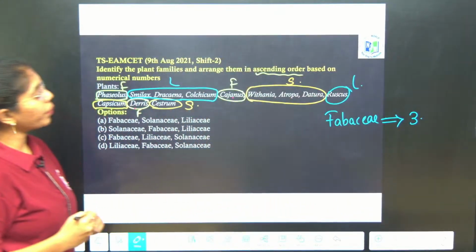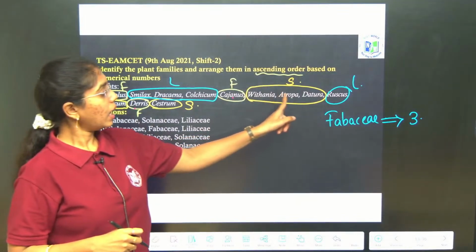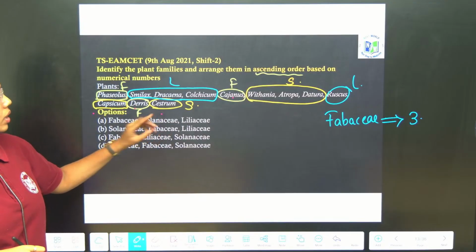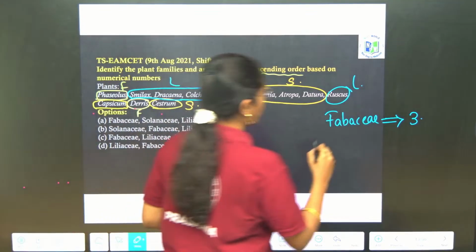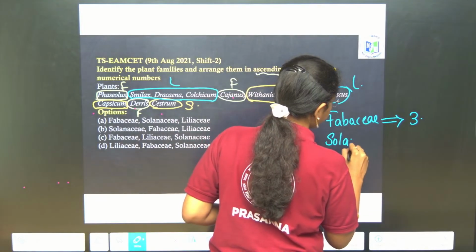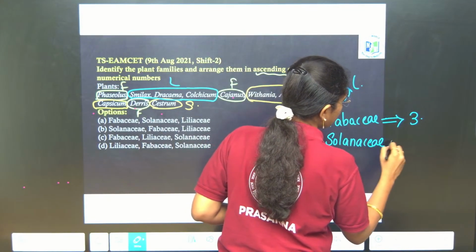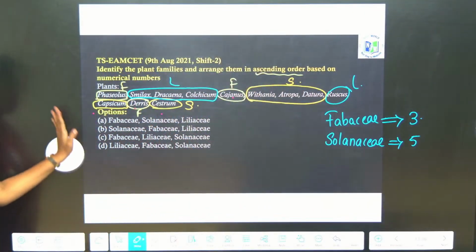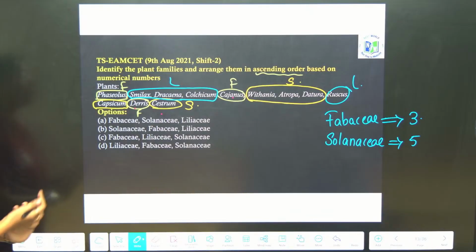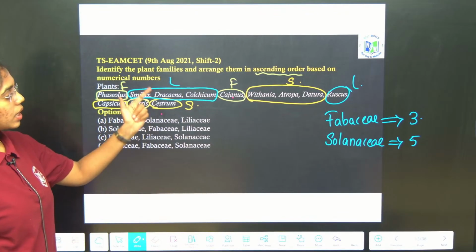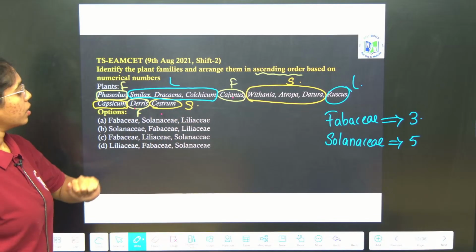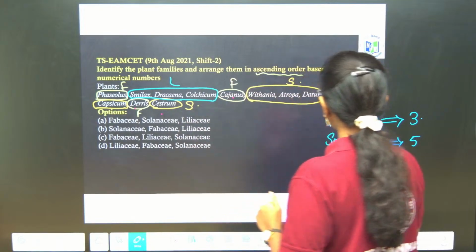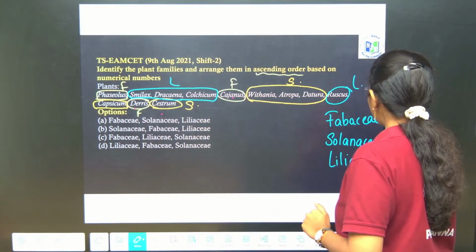Under Solanaceae, how many examples are given? Withania, Atropa, Datura, Capsicum and Petunia. These are the 5 examples under Solanaceae. Okay. And next you see Smilax, Dracaena, Colchicum, Ruscus. These are 4 examples under Liliaceae, while under Solanaceae it is 5.